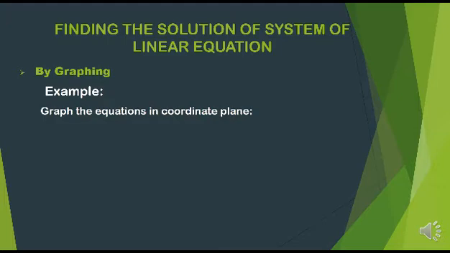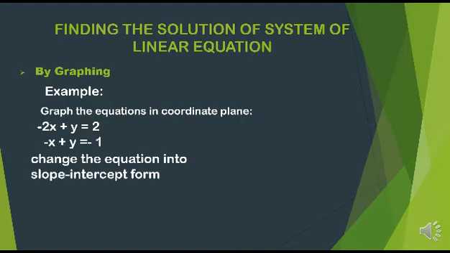Graph the equations in a coordinate plane. As you will see, we have two equations here: negative 2x plus y equals 2, and the other one, negative x plus y equals negative 1. Paano ito i-graph? When you have these two equations, we can graph them by slope and y-intercept, or by changing the equation into slope-intercept form.